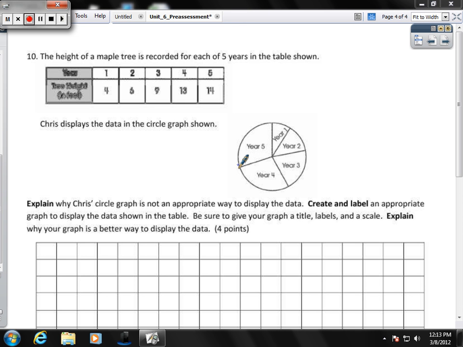Welcome back, everybody. This is the final part. We have 2 more questions to go over. Your actual test tomorrow will have, I believe, 12 questions on it. This one only has 11.